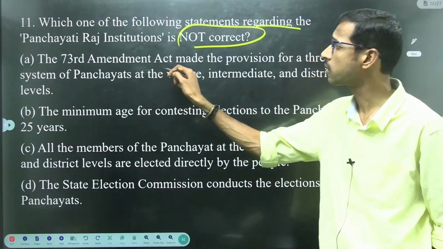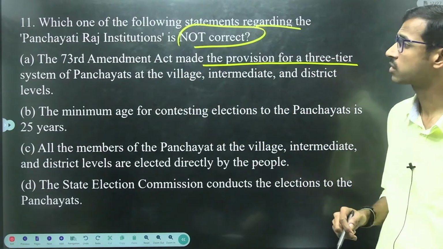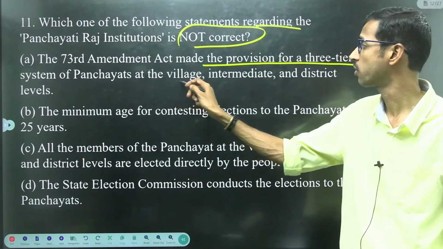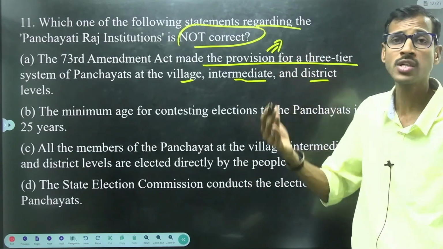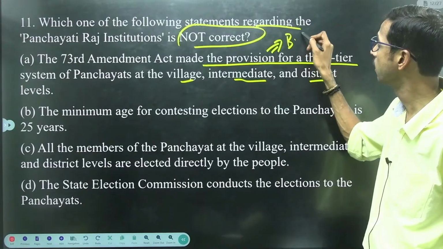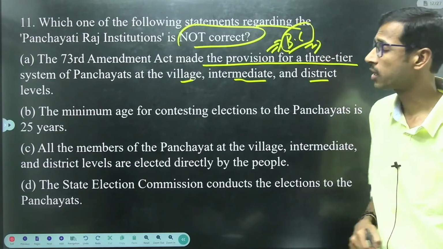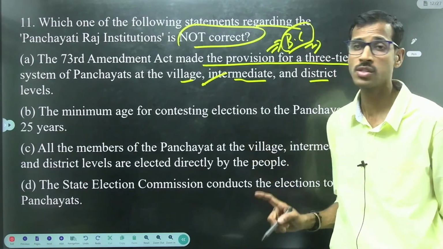So the 73rd Amendment Act made the provision for the 3-tier system of panchayats at the village, intermediate and district levels. That was given by the recommendations of the Balwant Rai Mehta Committee, right? So very, very important. This statement is correct.